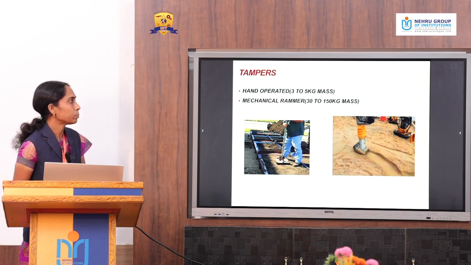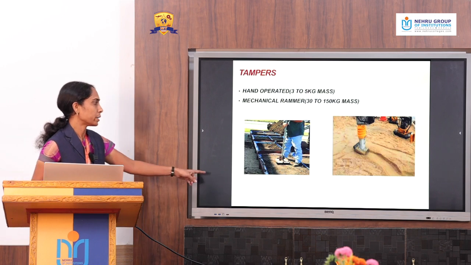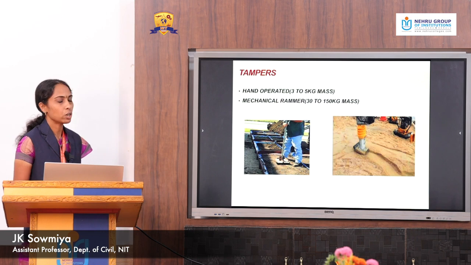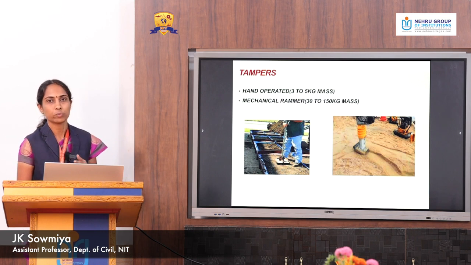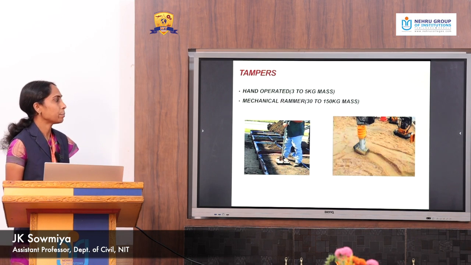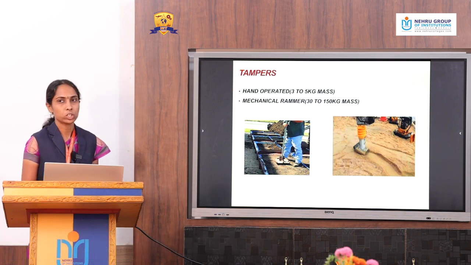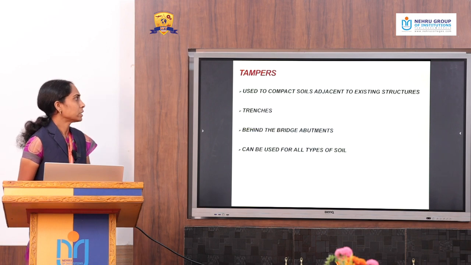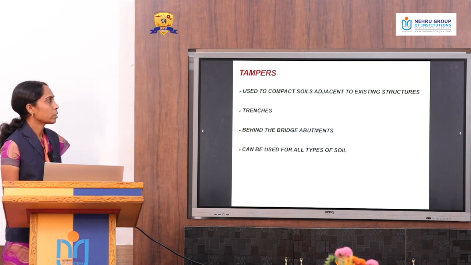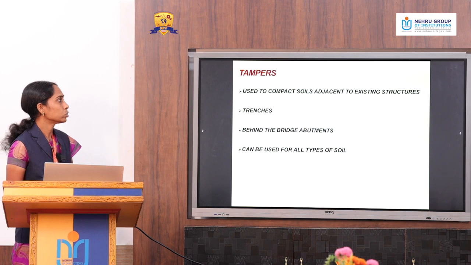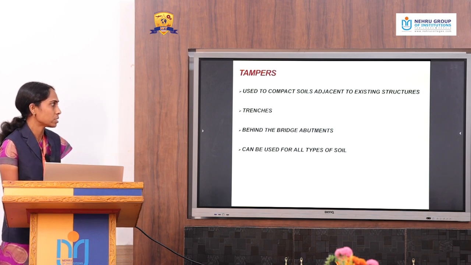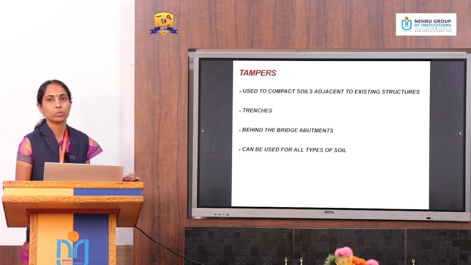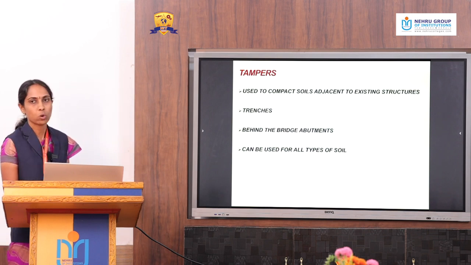The hand operated tamper weighs about 3 to 5 kg and is operated manually to compact the soil. The mechanical rammer uses gasoline power or some pressure induced in the instrument to compact the soil. Tampers are used to compact soils adjacent to existing structures, in between trenches and behind bridge abutments. They can be used for all types of soil, whether cohesive or cohesionless.